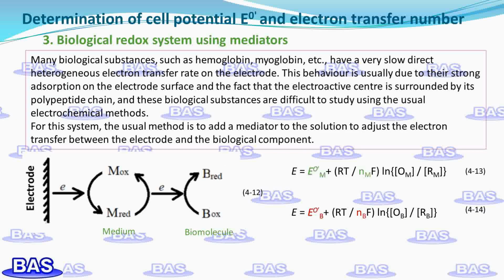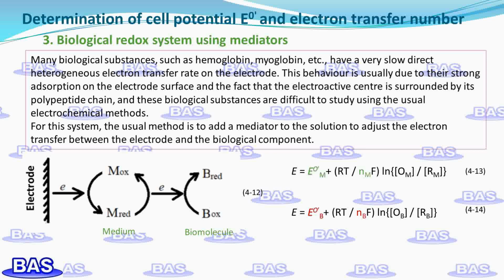Many biological substances such as hemoglobin and myoglobin have a very slow direct heterogeneous electron transfer rate at the electrode. This behavior is usually due to their strong adsorption on the electrode surface and the fact that the electroactive center is surrounded by their polypeptide chains, and these biological substances are difficult to study using the usual electrochemical methods.